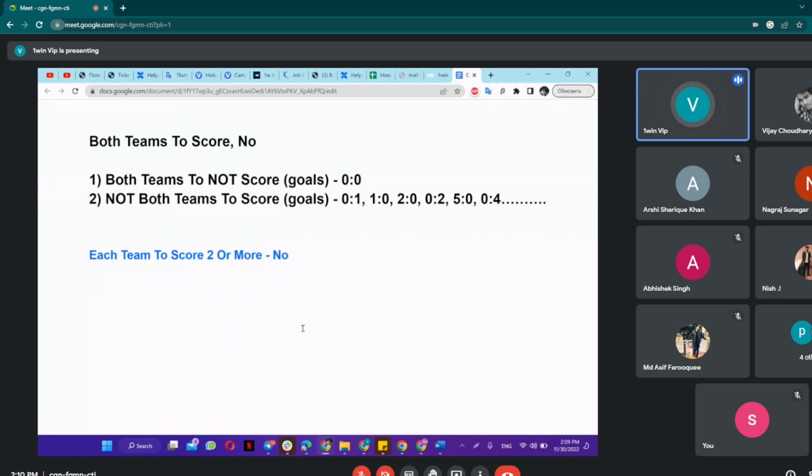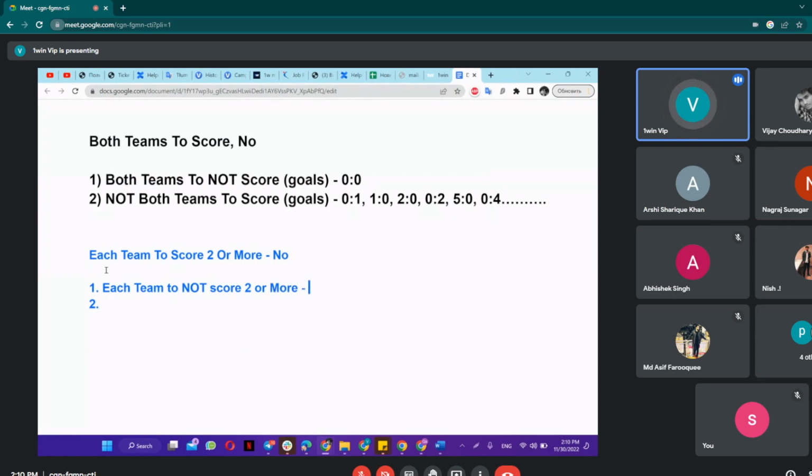Each team to score 2 or more goals, no. We have the first way to understand the bet, and we have the second way to understand the bet. Each team to not score 2 or more.